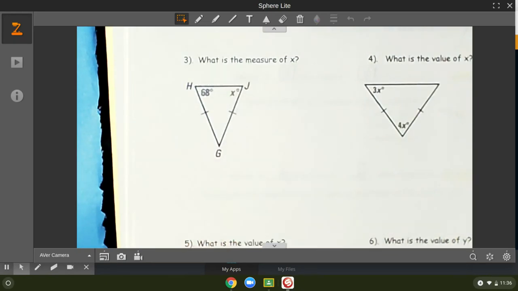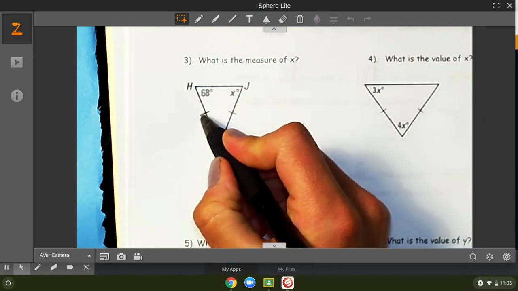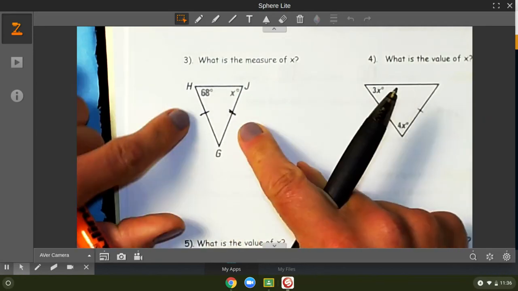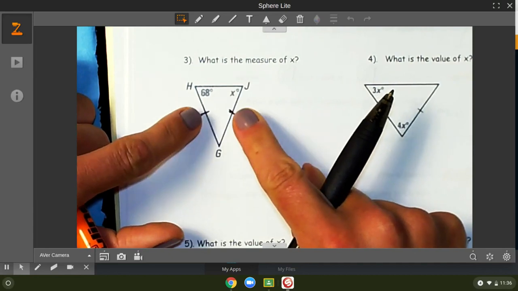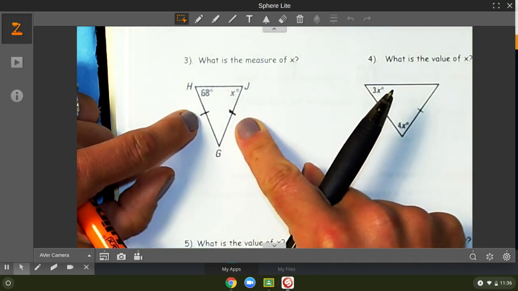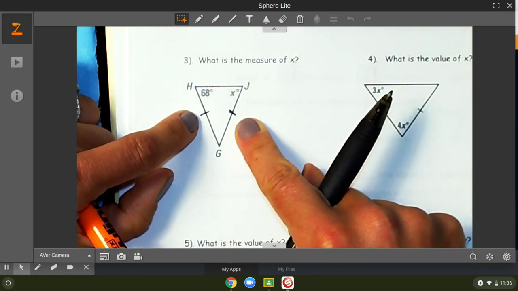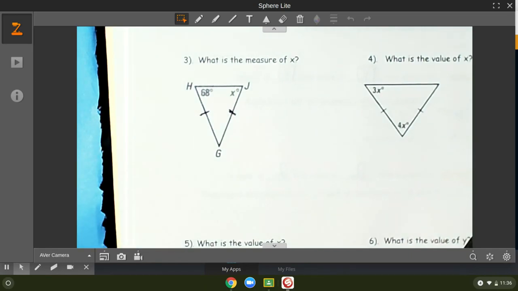What is the measure of x? Well, let's look very carefully at this picture. It is a triangle, but not only is it a triangle, look carefully. We have double dashes. If we have dashes, that means those sides are equal. So think, what type of triangle has two equal sides? That's going to be an isosceles triangle.